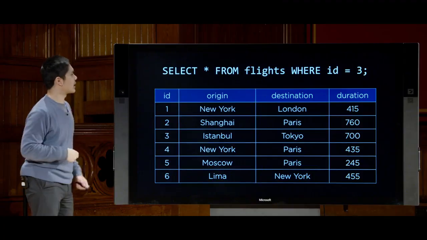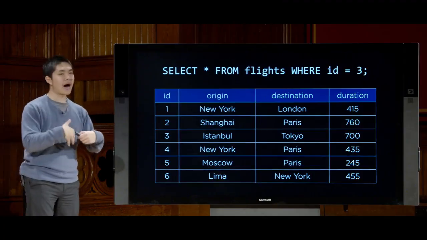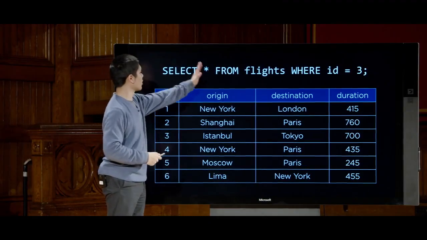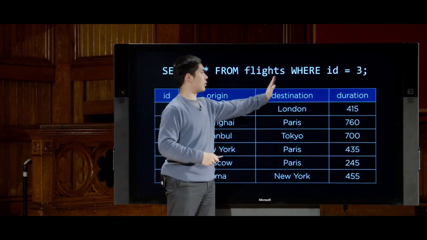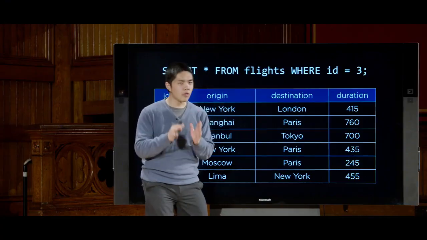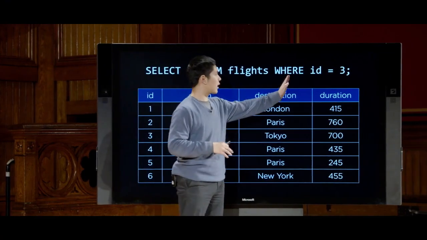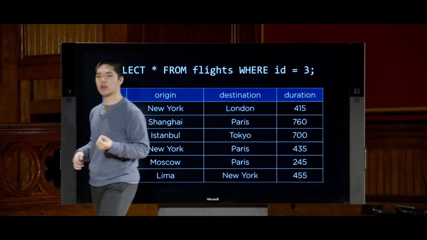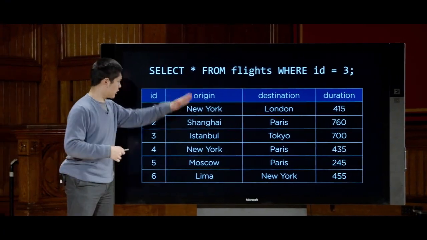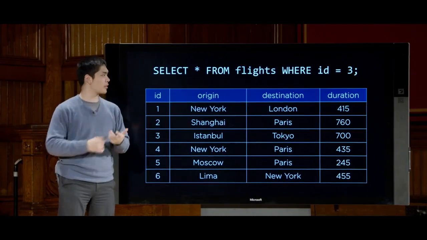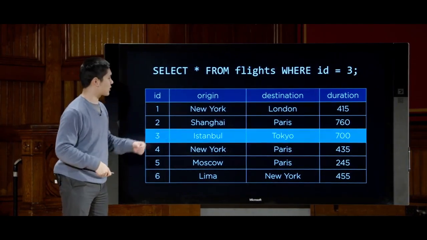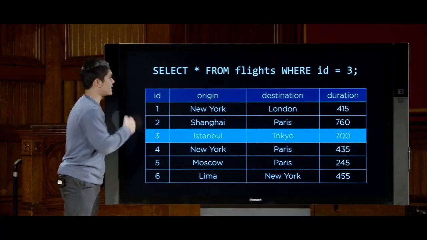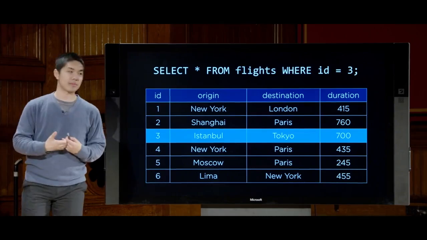So I could say something like select star from flights where ID equals 3. Again, this reads as very English-like. I'm saying select all of the columns from the flights table, but not all of the rows. I only want to select the rows where, this is a SQL keyword, where ID equals 3. ID is the name of a column, 3 is the value, and it's going to look through this table, find me the flights where the ID is equal to 3, and I'll just get back that one row as a result. It finds the row with an ID of 3, and it gives that back to me.